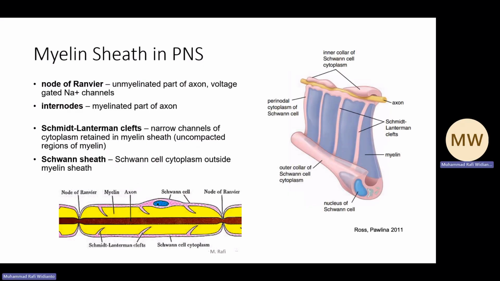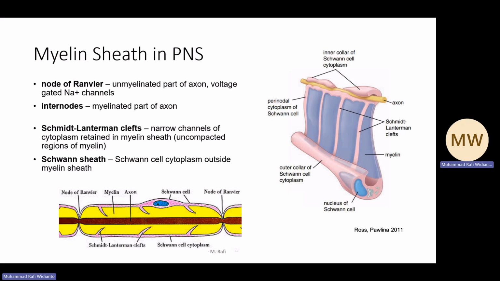And more information on the myelin sheath and PNS. We have the nodes of Ranvier, like I said. It's the unmyelinated part of the axon, and contains an abundant amount of voltage-gated sodium channels. And we also have the internodes, which are basically the myelinated part of the axon. It's just a fancy way of saying it.